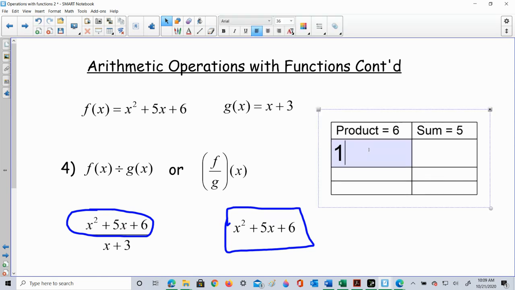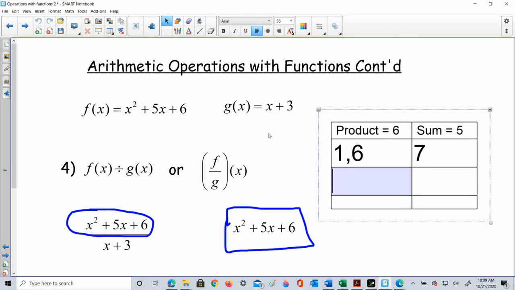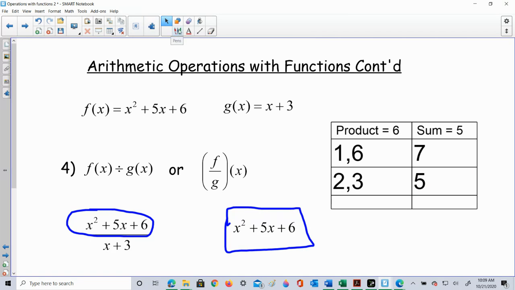So I'd have 1 and 6, correct? 1 times 6 is 6. What is 1 plus 6? 1 plus 6 is 7. That doesn't work. I need these two numbers added together to equal this number. All right, so let's go to the second one. Instead of 1, just go down the list. 2. I've got 2 and 3, because 2 times 3 is 6. What is 2 plus 3? 2 plus 3 is 5. Wow, look at that. I found them.